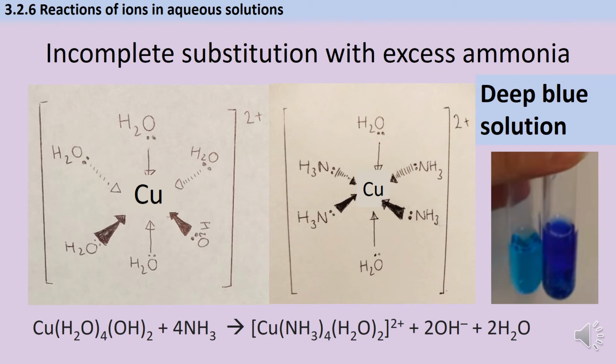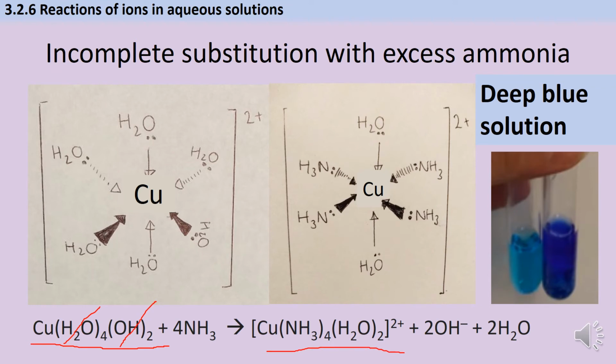So if we start out with our hexaaqua copper 2+ ion, and then we've added a little bit of ammonia so we get some hydroxide ions generated, then we have this complex formed. It's not really a complex ion because it currently doesn't have a charge, because the 2 hydroxide ions are balancing out the 2+ on the copper ion. So we then add to that 4 ammonia, and the ammonia are going to replace the 2 hydroxide ions and also 2 of the water molecules. So what we're then left with is again a partial substitution.